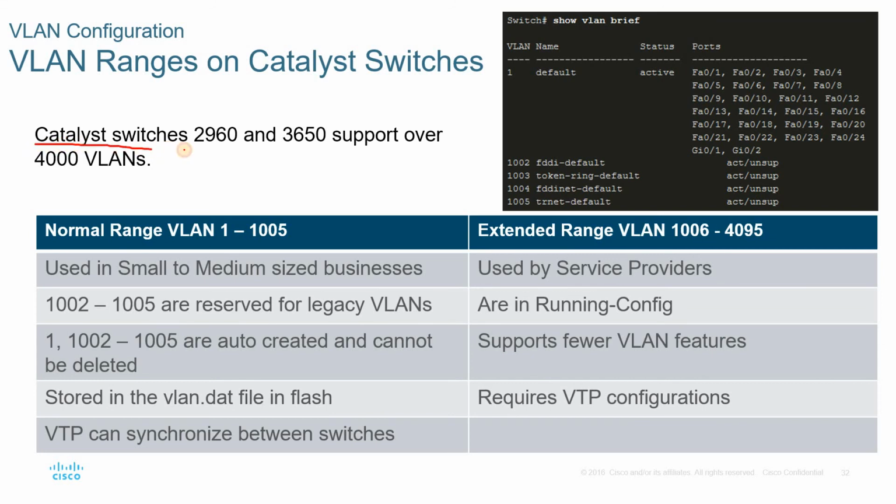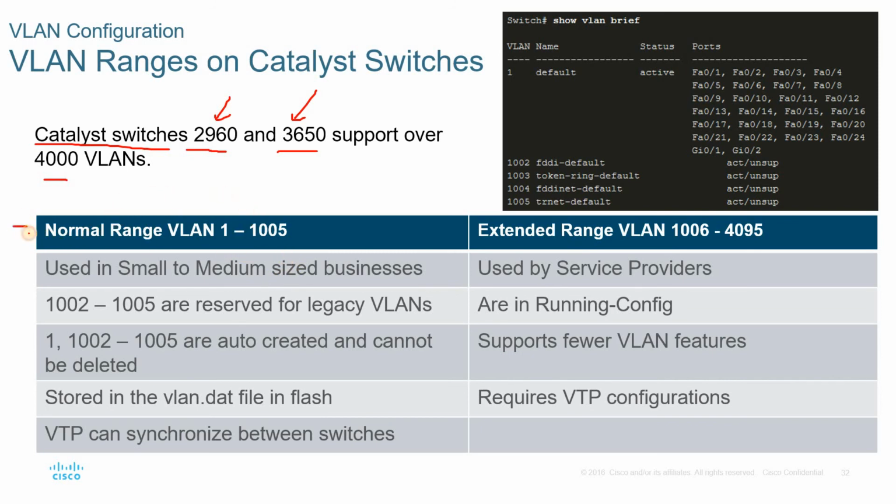The normal Catalyst switches natin, 2960 and 3650, these are Cisco switch models, no? Can support over 4,000 VLANs. Kaya lang, meron ngang mga instances doon na hindi mo pwedeng gamitin. Ang dami ng 4,000 VLAN IDs ang pwede mong gawin, no? So, they are divided into following numbers.